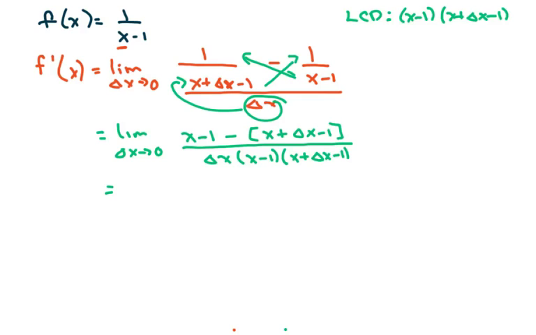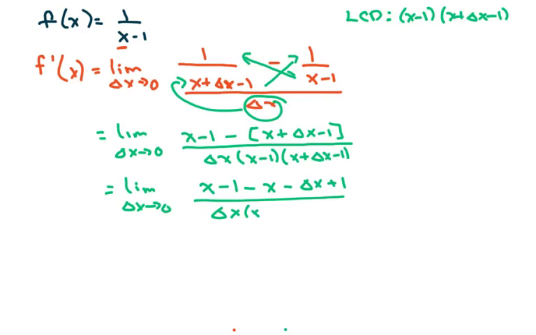Now clean up your numerator. So you're going to get x minus 1 minus x minus delta x plus 1 over delta x, x minus 1 times x plus delta x minus 1. Now, everything cancels out here except our negative delta x. And this will cancel and give you negative 1.